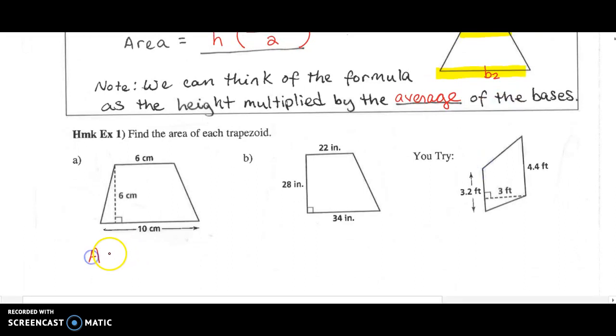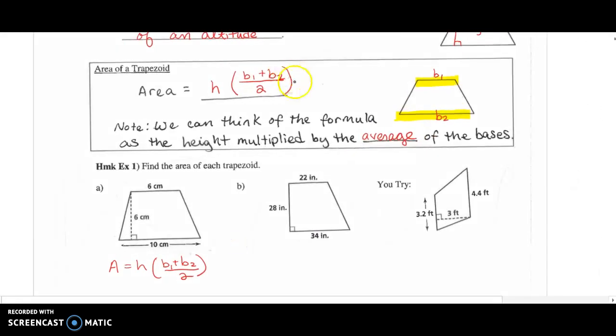We'll walk through the first one together. The formula is height times B sub 1 plus B sub 2, all over 2. And you'll see that written different ways. Sometimes people will write that as 1/2 height times B1 plus B2. That's the same formula, just written a little different.